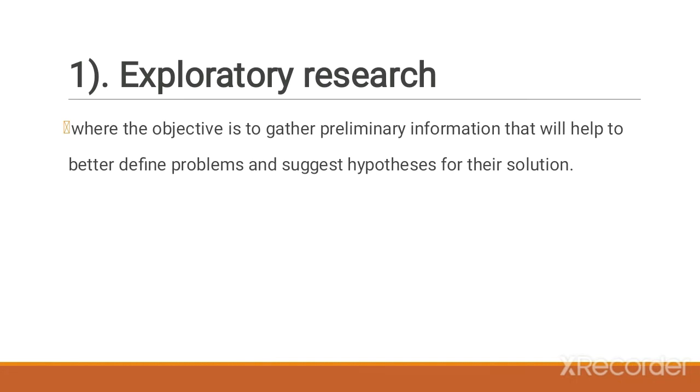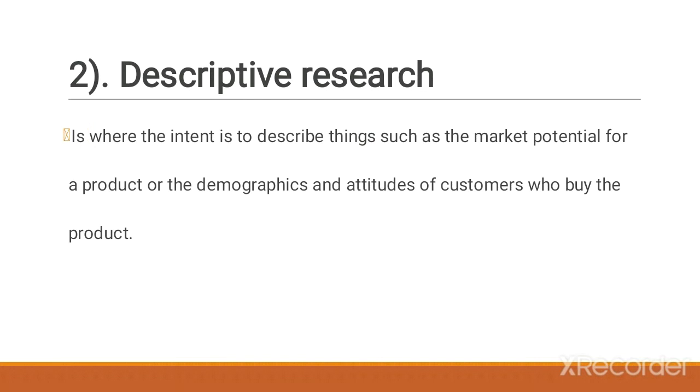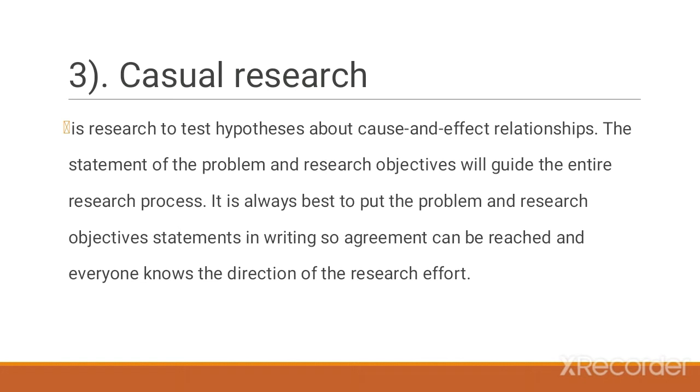Exploratory research is where the objective is to gather preliminary information that will help to better define the problem and suggest hypotheses for its solution. Descriptive research is where the intent is to describe things, such as the market's perception of a product or the demographics and attitudes of customers who buy the product. Causal research is research to test hypotheses about cause and effect relationships. The statement of the problem and research objective will guide the entire research process. It is always best to put the problem and research objective statement in writing so agreement can be reached and everyone knows the direction of the research effort.